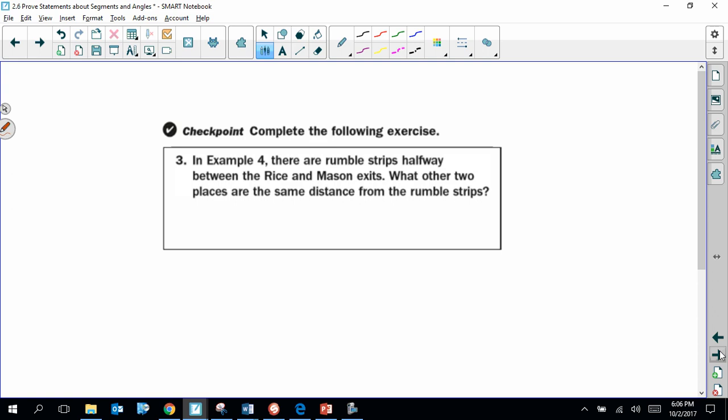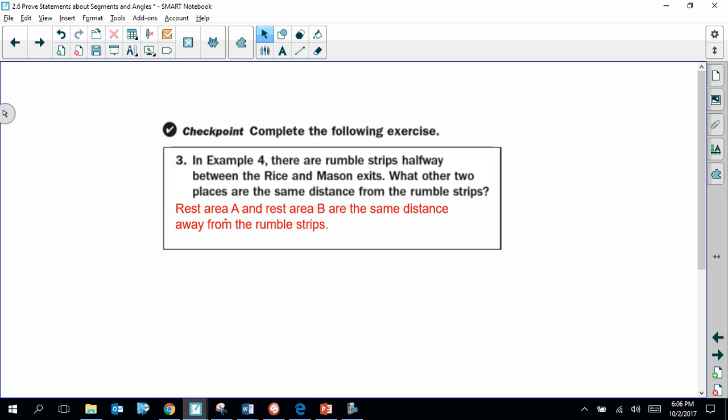All right, so last question here. Hopefully we have some good answers to look at. In example 4, there are rumble strips halfway between Rice and Mason. What other two places have to be the same distance from the rumble strips? Well, it helps if I have my pointer on. Rest area A and B have to be the same distance away from the rumble strips also, because we were able to establish that all of those segments were congruent to each other and where the midpoints were.